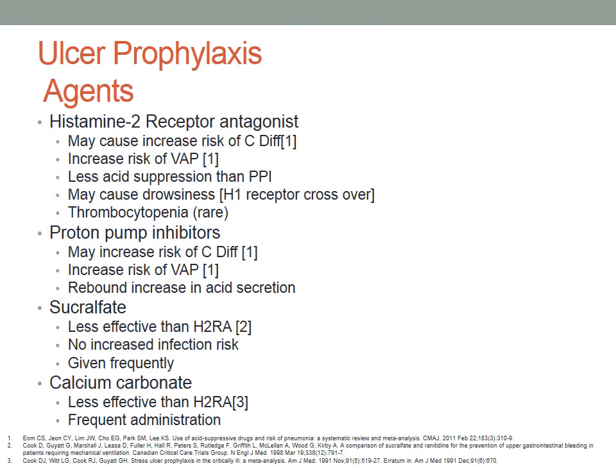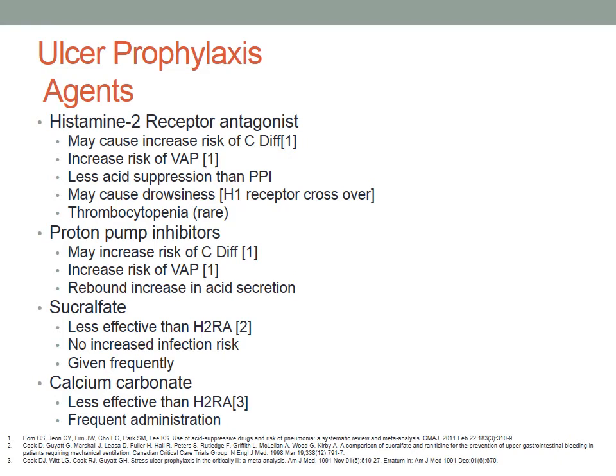Available agents for stress ulcer prophylaxis include histamine 2 receptor antagonists or H2RAs, proton pump inhibitors or PPIs, sucralfate, and calcium carbonate. The mainstays of therapy are H2RAs and proton pump inhibitors. Sucralfate and calcium carbonate have been shown to be less effective than an H2RA for stress ulcer prophylaxis, and they both require frequent administration.